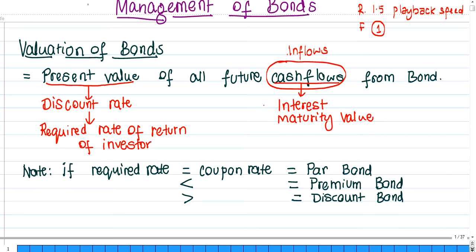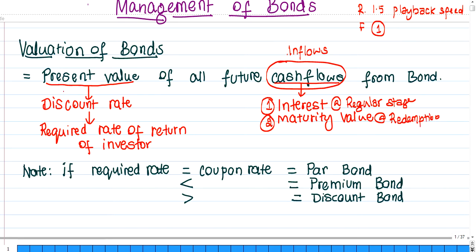Okay, what is involved in cash inflows? There are 2 points involved. Number one, regular interest. That may be annual or semi-annual. You will receive it regularly. Second point is the maturity value. This will be received at redemption. So interest at the regular stage, and this at redemption. So those are the cash inflows.